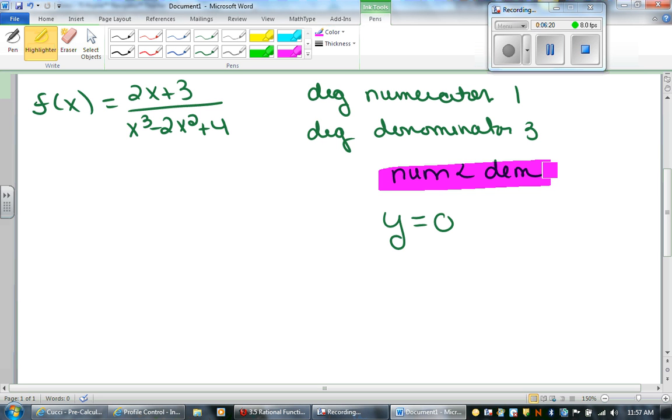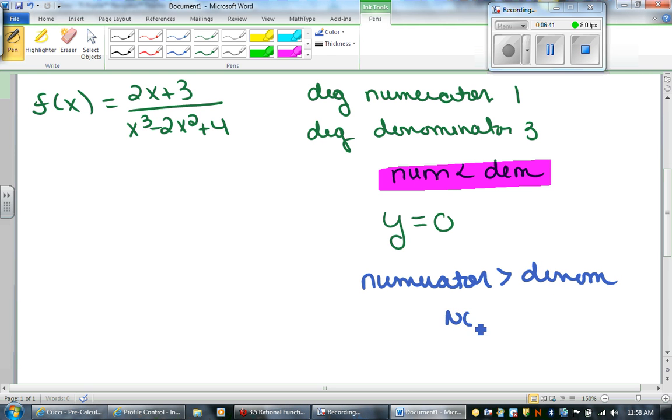And then likewise, if the degree in the numerator is larger than the degree in the denominator, you don't have a horizontal asymptote, okay? So if the numerator is greater than the denominator, no horizontal.